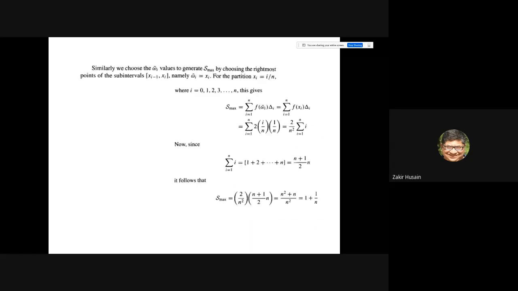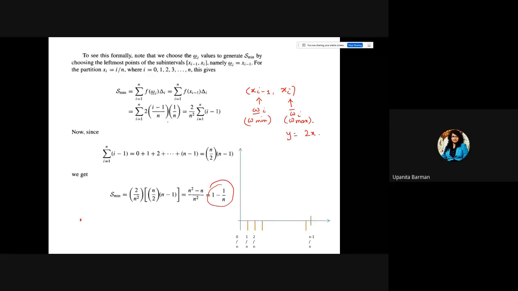Okay, sir, could you show the previous slide once? Just once. Yes, sir, I'm copying the last line. Yes, sir, thank you so much. By the way, these values should have been 0 by 1, 1 by n. I couldn't write this properly.